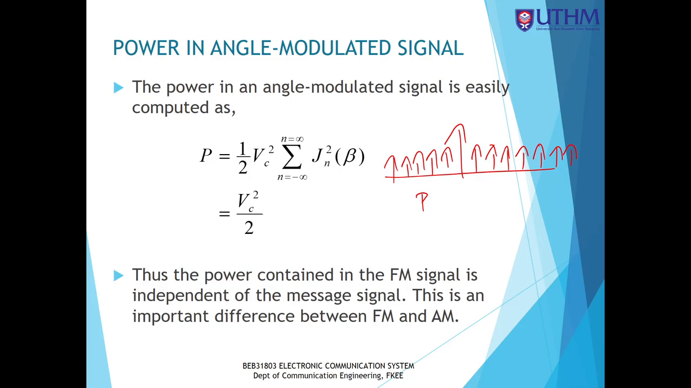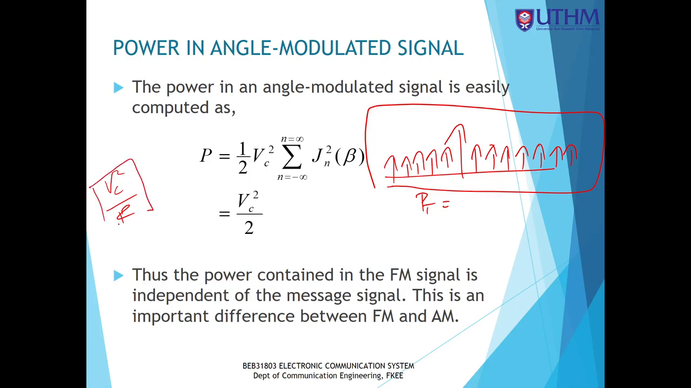Okay, we calculate all of the power from the frequency components. Kita kira semua power kita tambahkan. We do the summation of all the frequency component powers. Okay, then we get the total power. So if we use the equation, it is 1 over 2 VC square times summation of JN square from minus infinity to infinity. So here you see that we still use VC square over R. Kita masih menggunakan the same power equations.